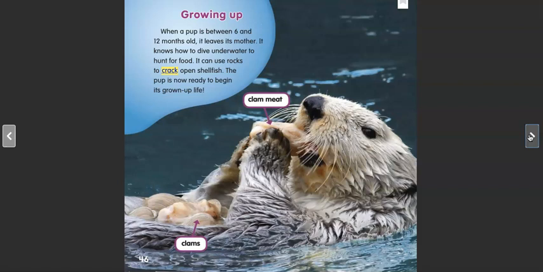So what skills must the pup have to live on its own? Yes, it must learn to dive underwater to hunt for food and use rocks to crack open shellfish. So where does the pup learn these skills? Of course, from its mother. What other skills do you think the pup must learn in order to live on its own? Absolutely, the pup must learn how to protect itself from enemies. It might have to learn how to take care of other pups.